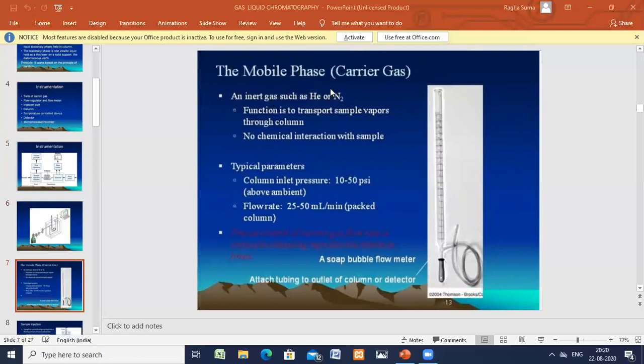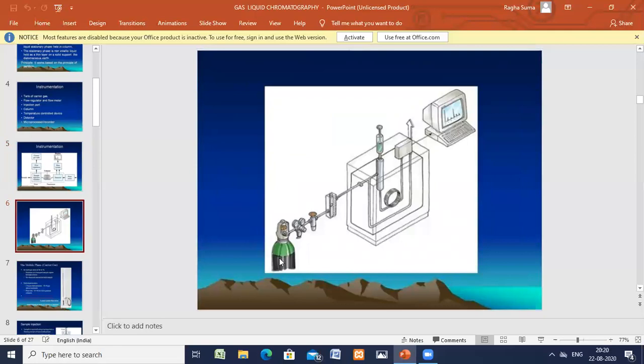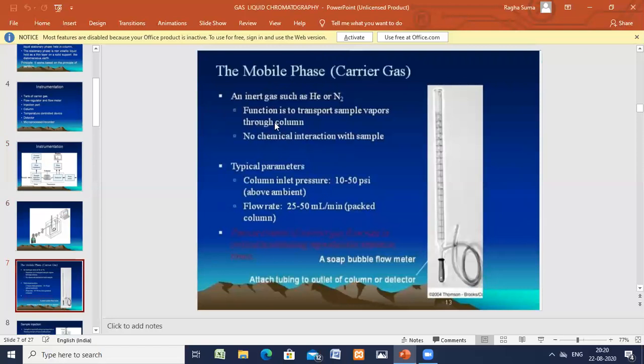The mobile phase is the carrier gas. It is fixed in the cylinders. Here you can see, this is the mobile phase, the carrier gas. An inert gas such as helium or nitrogen, its function is to transport sample vapors through the column.